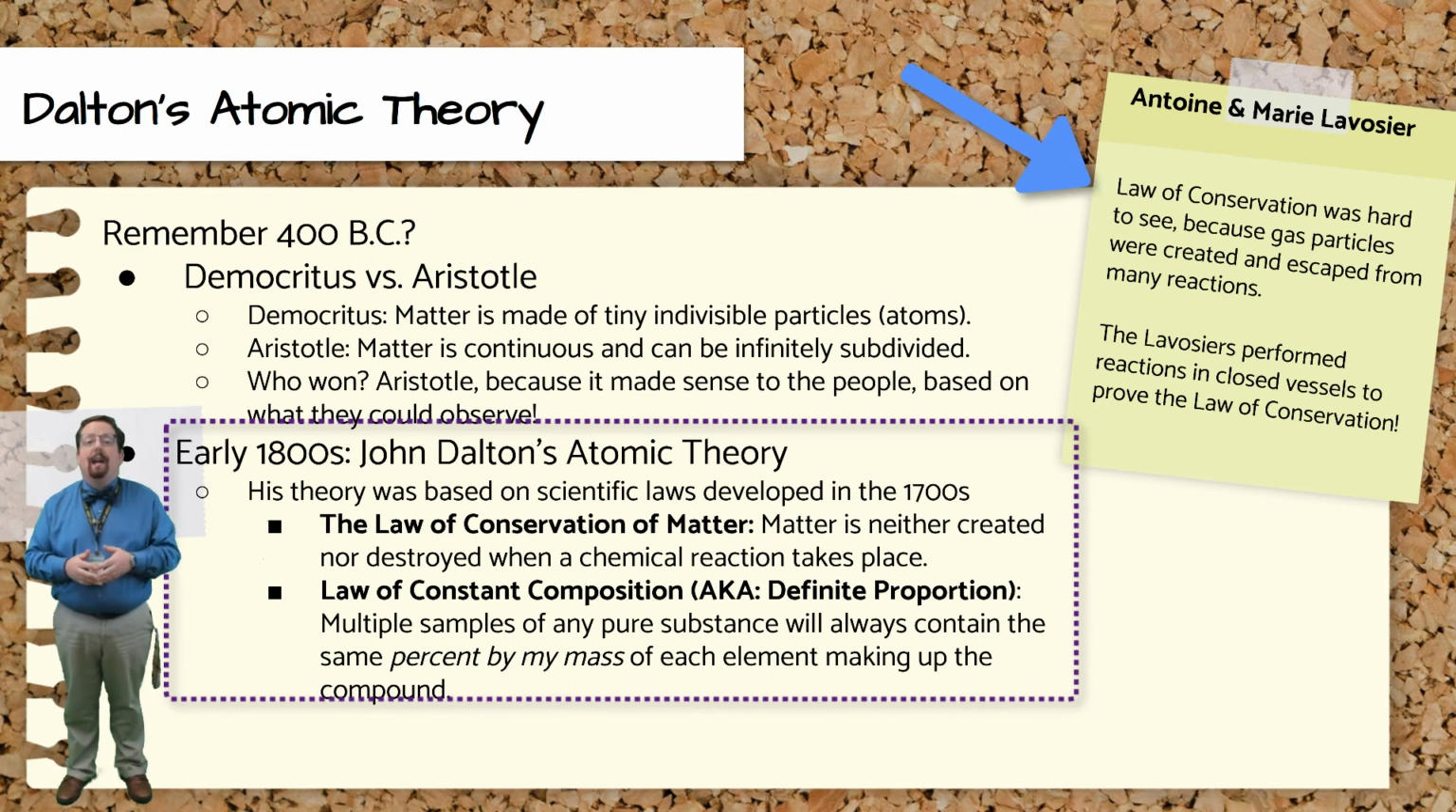Antoine Lavoisier and his wife Marie are credited with being the first to definitively prove the law of conservation of matter by performing reactions in closed vessels. This allowed all of the gases to be trapped within the vessel, showing that the whole system maintains a constant mass. The law of constant composition, more commonly known as the law of definite proportion, states that multiple samples of the same substance will always contain the same percent by mass of the elements that make up that substance.